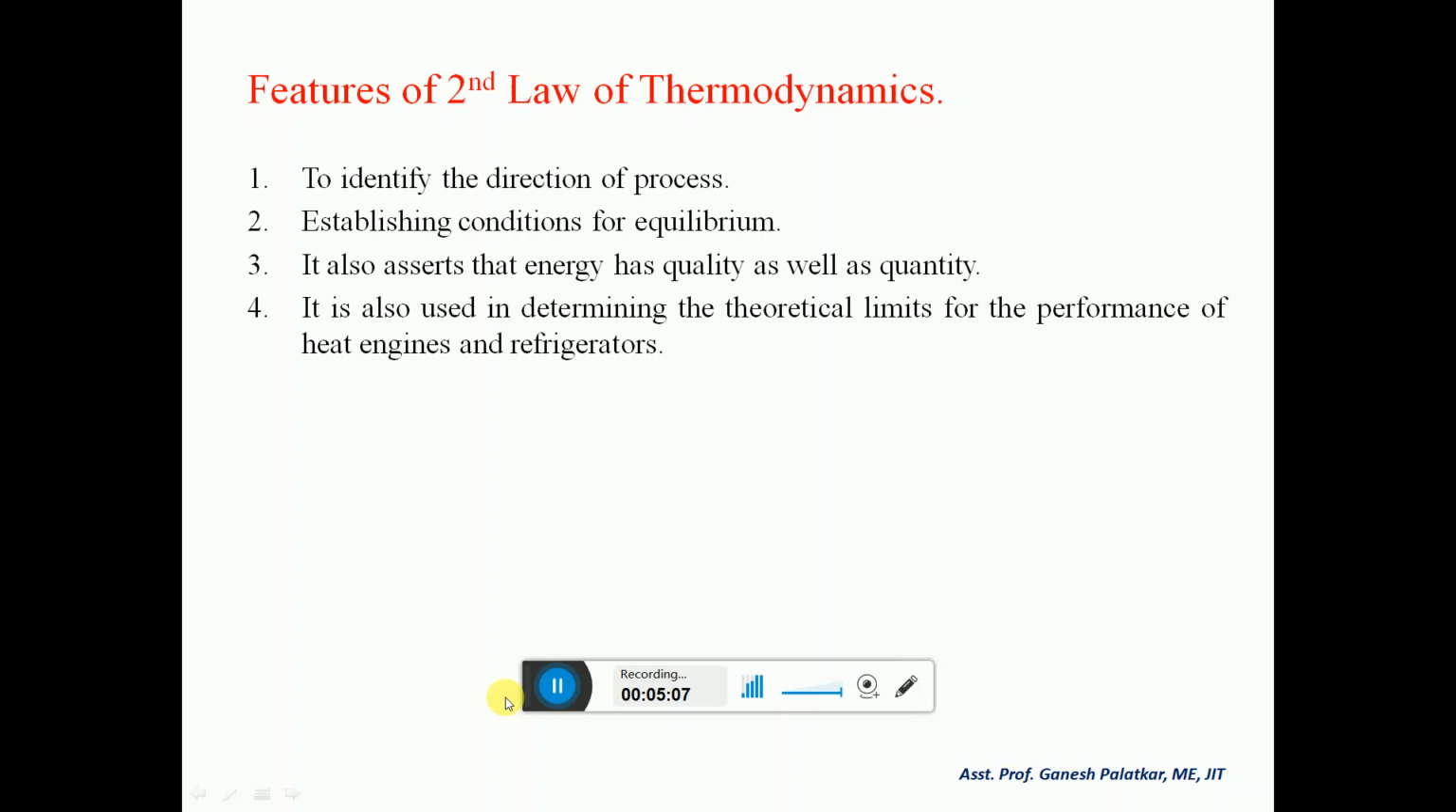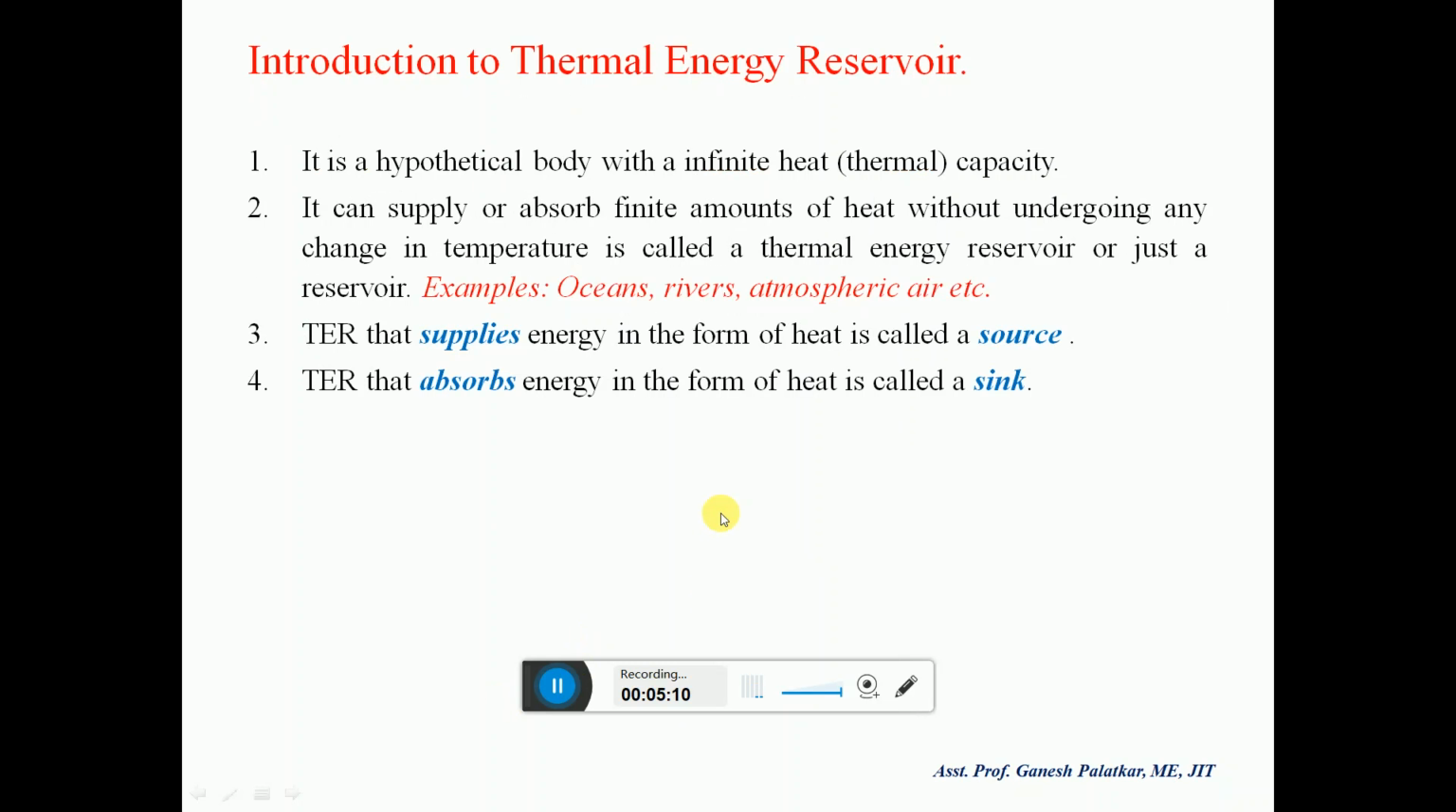Now we move forward. Introduction of thermal energy reservoir. This is a new term you are going to learn in this topic, that is thermal energy reservoir. It is nothing but a hypothetical body with infinite heat capacity. What does it mean? A thermal reservoir can supply or absorb a finite amount of heat without undergoing any change in its temperature, and is called a thermal energy reservoir.